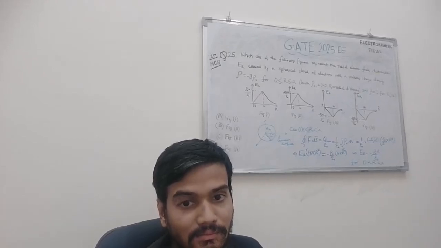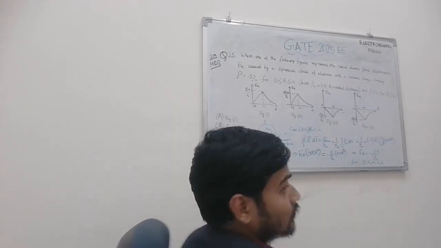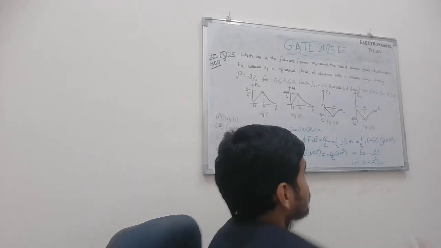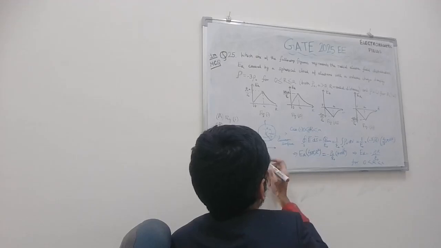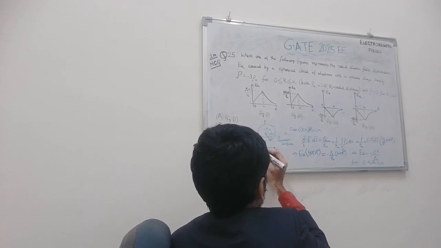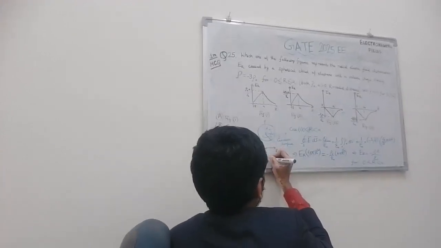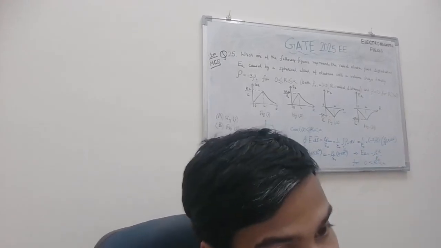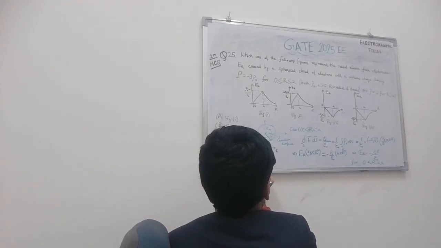So basically this is an equation of a straight line with a slope of minus rho naught by epsilon naught. If we draw ER versus R, it is a straight line having a slope of minus rho naught by epsilon naught, something like this, such that if you put R equal to A, it will be minus rho naught A by epsilon naught.